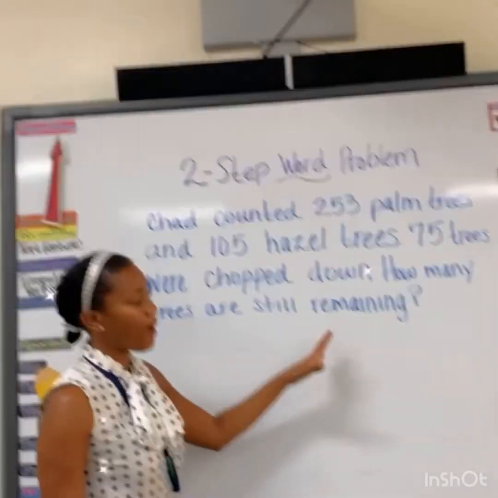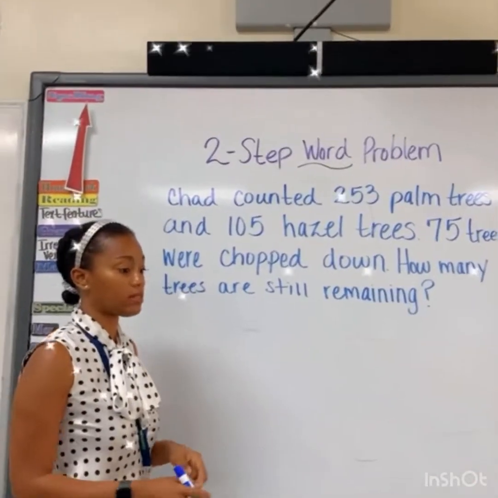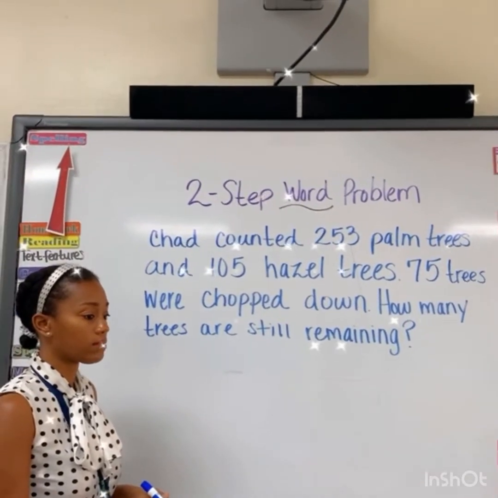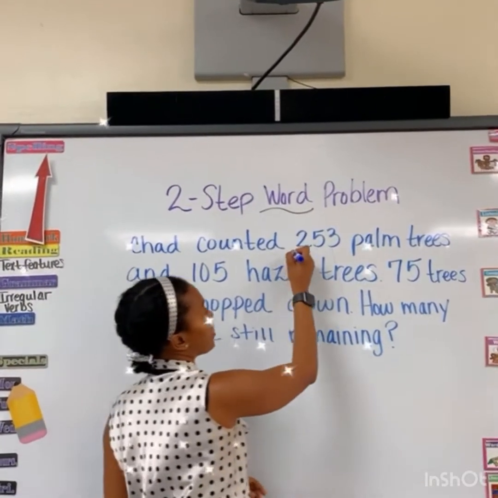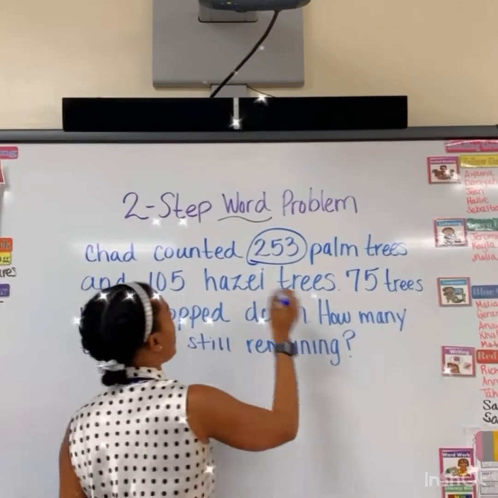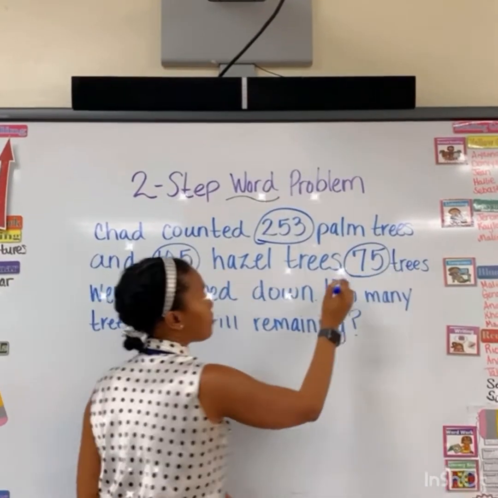When looking at a word problem, what's the first thing that I should do to solve it? Yes. Circle the numbers that you're working with. Circle the important numbers that I'm working with. That's 253, that's 105, and 75.